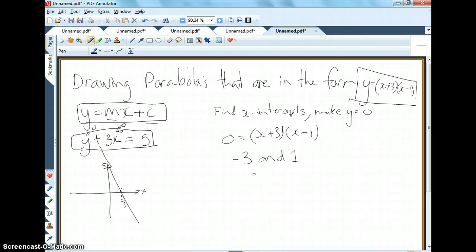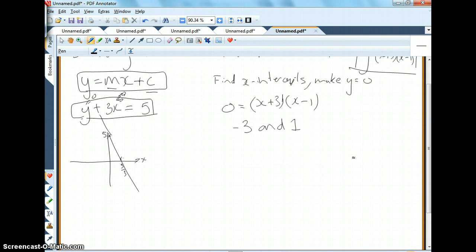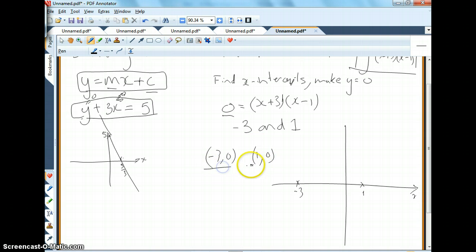Okay, so on a graph, I'll show you where those coordinates go. Positive 1 goes there, and -3 goes there. I've drawn them on the x-axis because I've made y 0. And the two coordinates, remember, will be -3, 0 and +1, 0. Those are the two x-intercepts for this parabola.